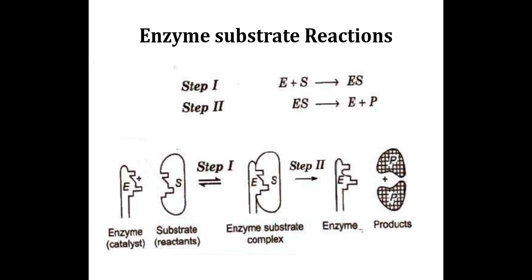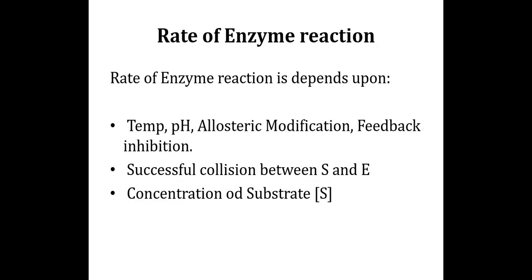The rate of reaction is controlled by different factors such as enzyme concentration and substrate concentration. These two factors are called limiting factors, and they greatly affect the reaction. The rate of reaction depends upon many factors like temperature, pH, allosteric modification, feedback inhibition, and successful collision between substrate and enzymes. It also depends upon the concentration of substrate.